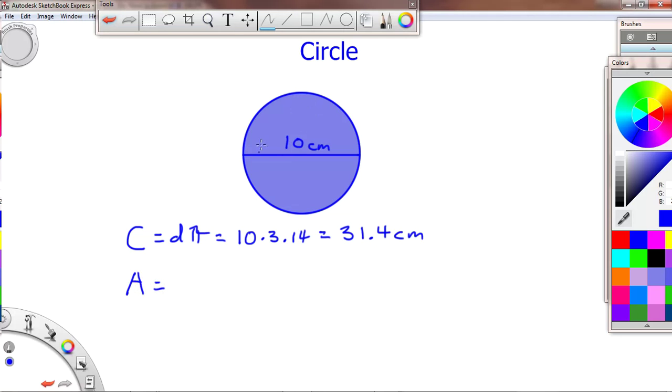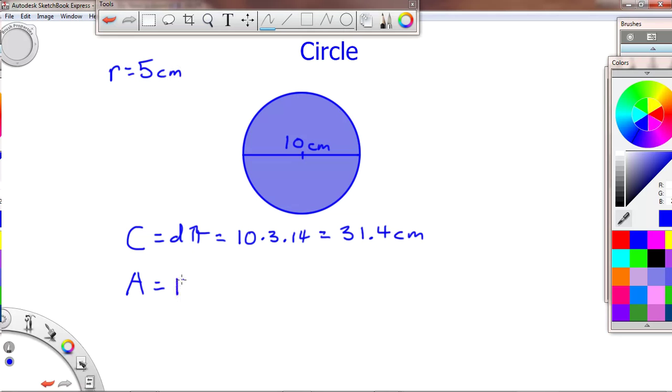To find the area of the circle, we need the radius. We don't have a formula that relates area to diameter. So I need to find the radius. And it's pretty easy to do. We just take the diameter and cut it in half. So my radius here, and I'll even make a little note, the radius is 5 centimeters.